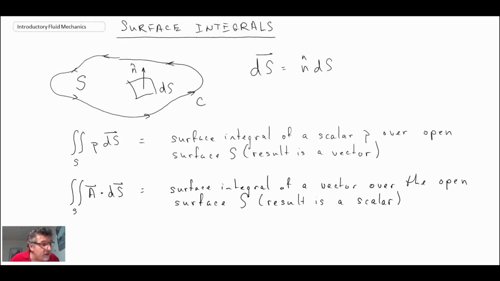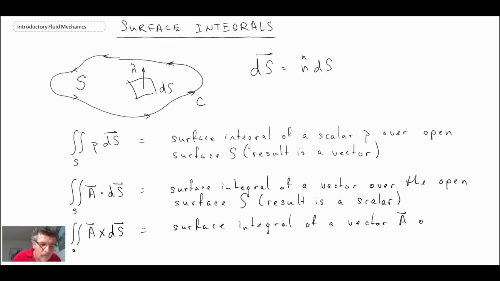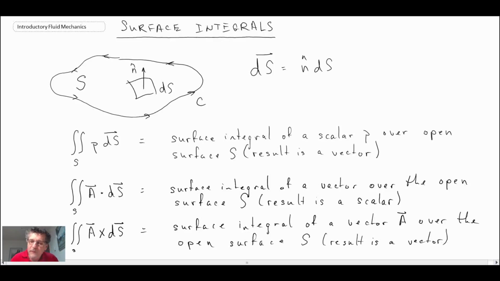If the mathematical operator that we're dealing with involves the cross product, in that case we would be doing a surface integral of A cross dS, where dS is the area vector. So if we're dealing with a vector and we have the cross product as our operator, the result will be a vector. We saw when we had the dot product, the result would be a scalar. And then if we have a scalar field and we're integrating over the area, the result would be a vector, because we have a scalar multiplied by a vector, and it remains a vector.